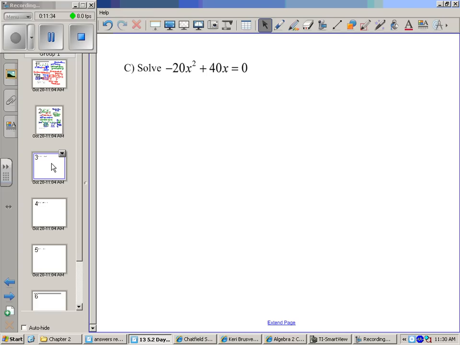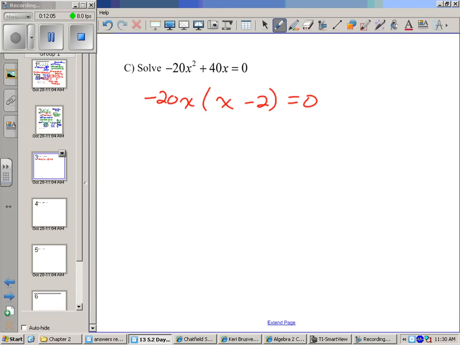Well, again, remember what this is telling me. It's negative, so this is going to be facing down. The first thing I want to do every time is set this equal to 0. I've done this, but then I want to factor. Notice I can go ahead and factor out a negative 20x. And that's going to leave me with x minus 2 is equal to 0.